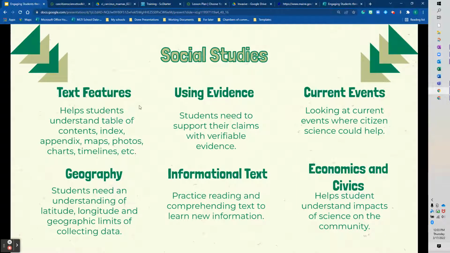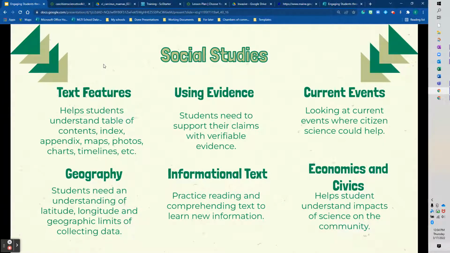Next, we have social studies. Again, looking at text features, understanding how to read material in terms of how it's organized. So understanding index, maps, photos, charts, timelines, and how that helps the narrative of the piece of informational text that they're looking at. Using evidence, which is a science one as well, but also fits into social studies, to be able to verify your evidence, but also to be able to support that claim with that evidence.